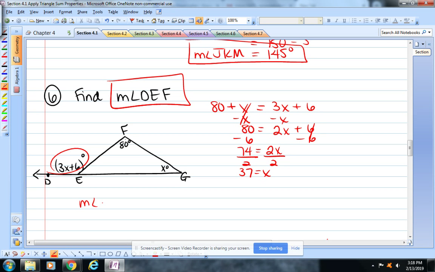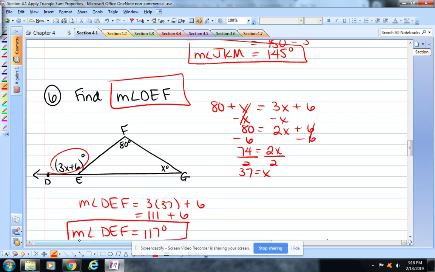So the measure of angle DEF is 3 times 37, which is 111, plus 6 degrees. So the measure of angle DEF is 117 degrees.